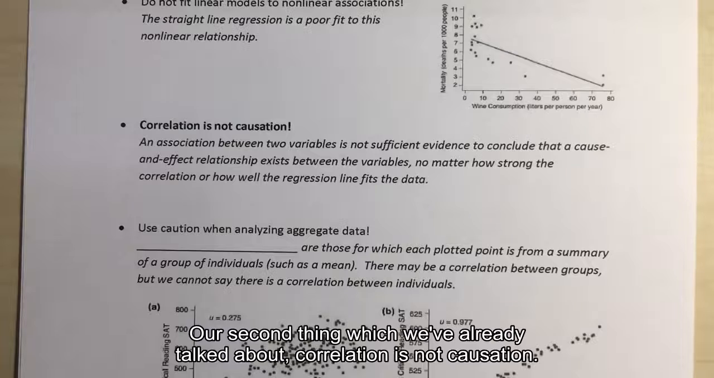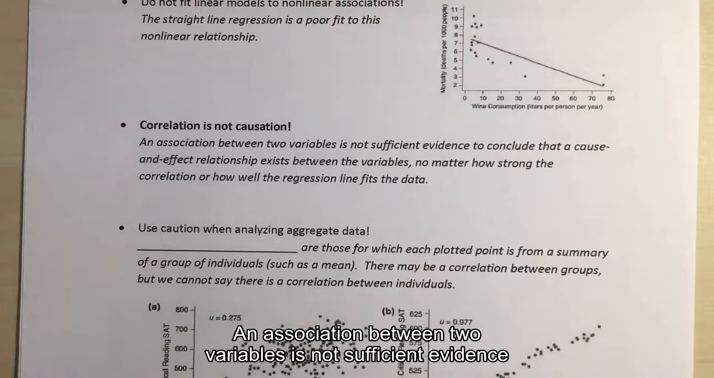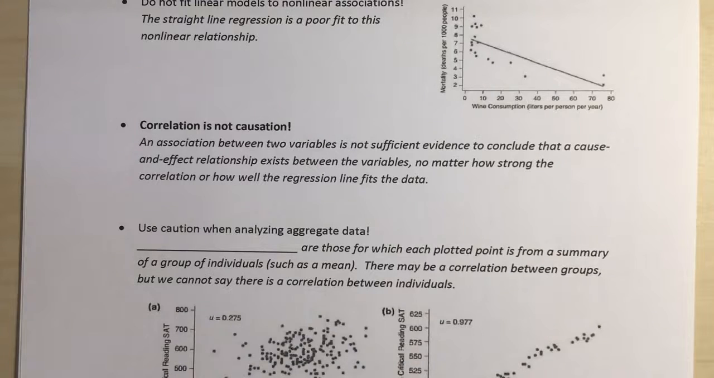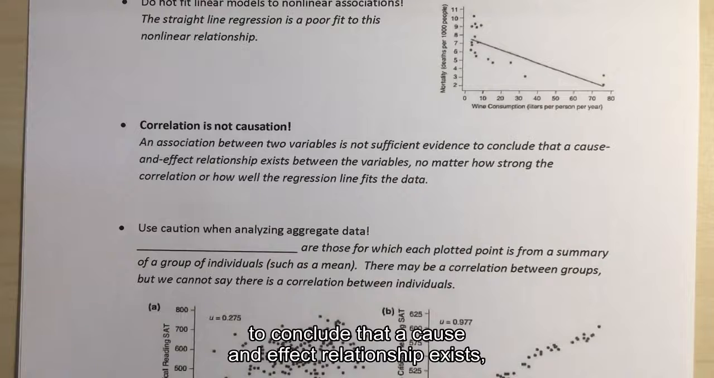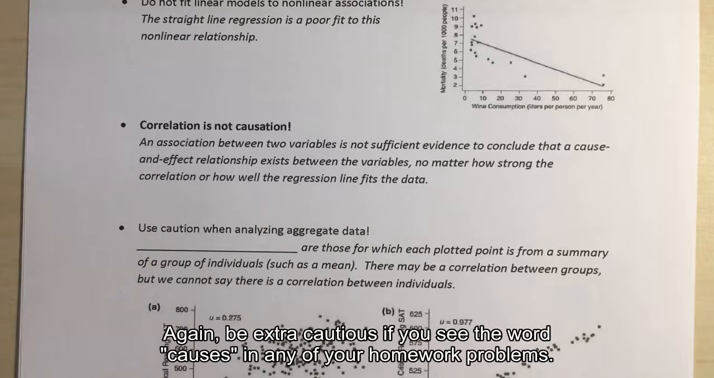Our second thing, which we've already talked about, is that correlation is not causation. An association between two variables is not sufficient evidence to conclude that a cause and effect relationship exists, no matter how strong the correlation or how well the regression line fits the data set. Again, be extra cautious if you see the word causes in any of your homework problems.